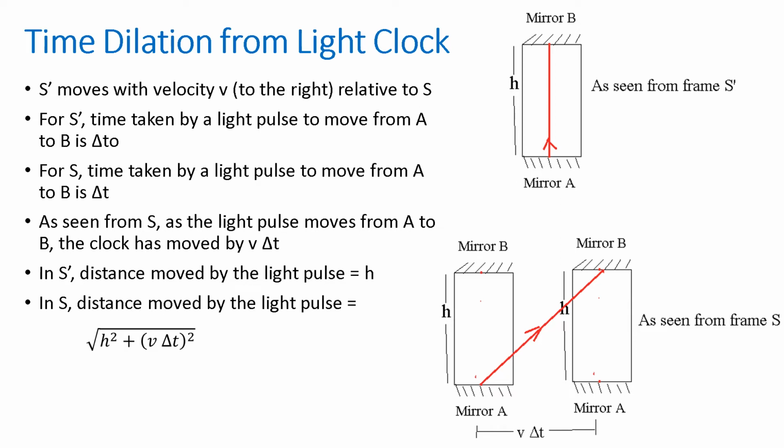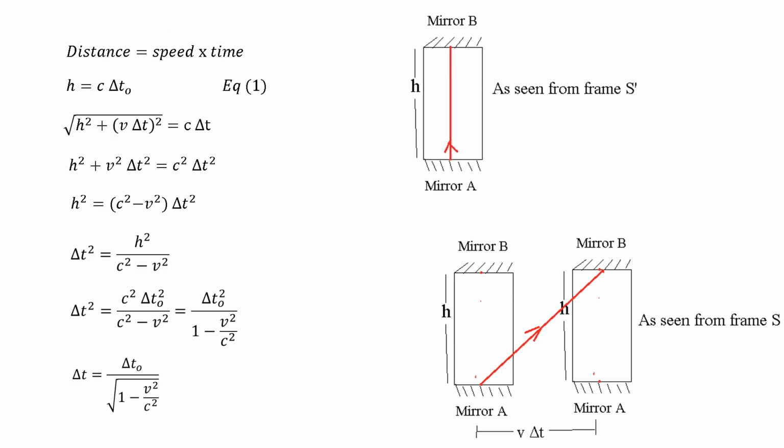In frame S prime, the distance moved by the light pulse in going from mirror A to mirror B is h, and in frame S, the corresponding distance covered by the light pulse is square root of h squared plus v delta t squared, by using Pythagoras theorem. Distance equals speed times time. Therefore, for frame S prime, h equals c delta t naught. Let us call this equation 1.